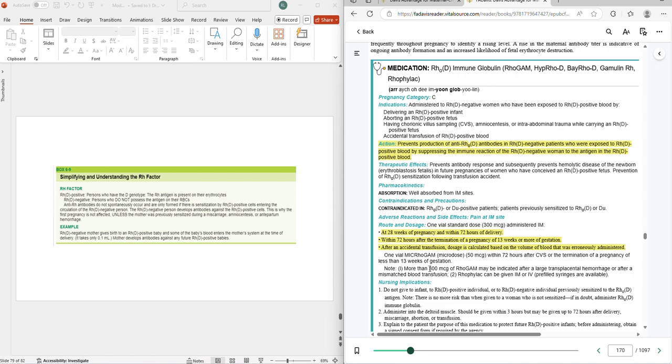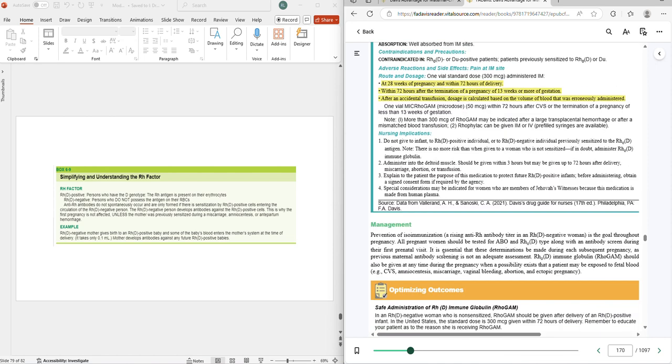If they are before 28 weeks, all right? Because we don't want a chance of something happening, they deliver before getting that RhoGAM, okay? 50 micrograms within 72 hours, and then it talks about it right here.